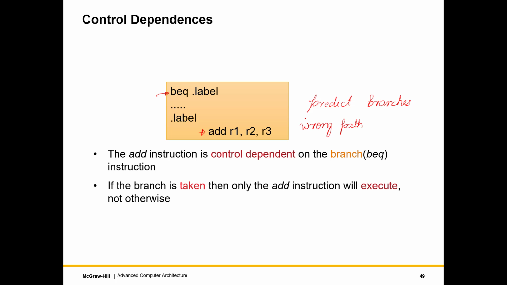And wrong path instructions will pollute the instruction window, and as we have seen, they have to be discarded, they cannot be executed. So they cause a lot of issues. So that is why we needed a very accurate branch predictor. So, in out of order processors, control hazards are actually much more important than they were in order processors.